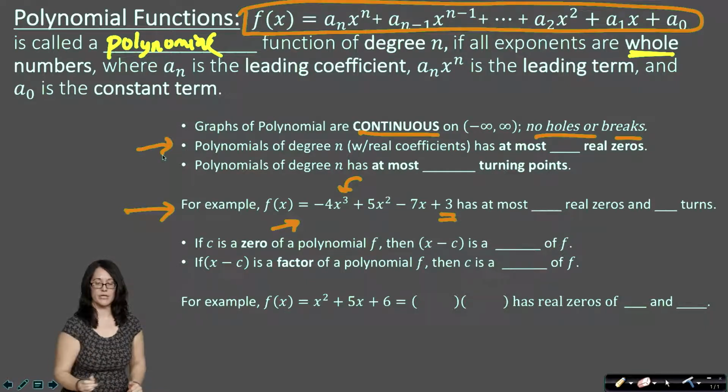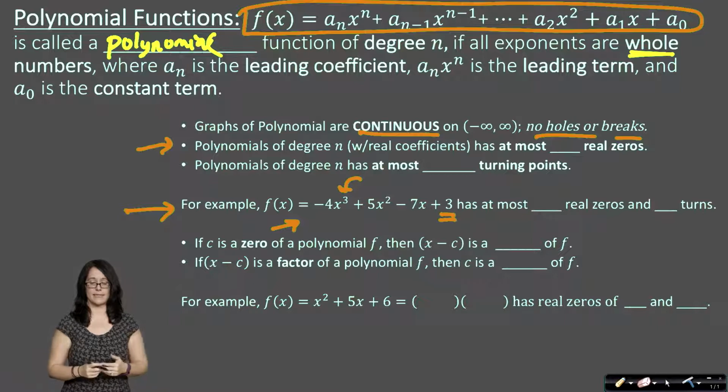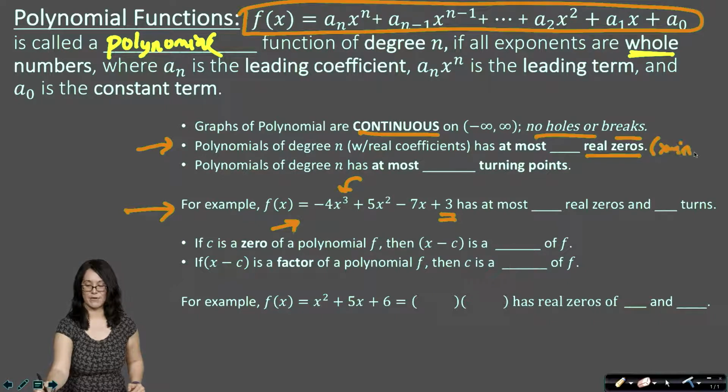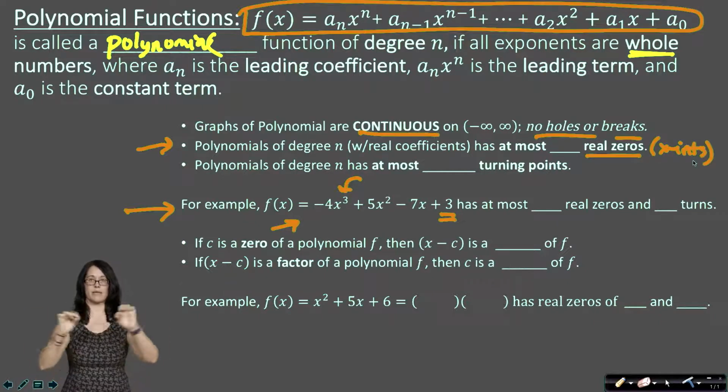By simply looking at the degree of your polynomial, which when it's in this expanded form, the degree is easy to see, like 3 in the example in the middle, we know how many potential x-intercepts there are. Real zeros of a function are what we also call x-intercepts. Why? Think about what it means to be an x-intercept.